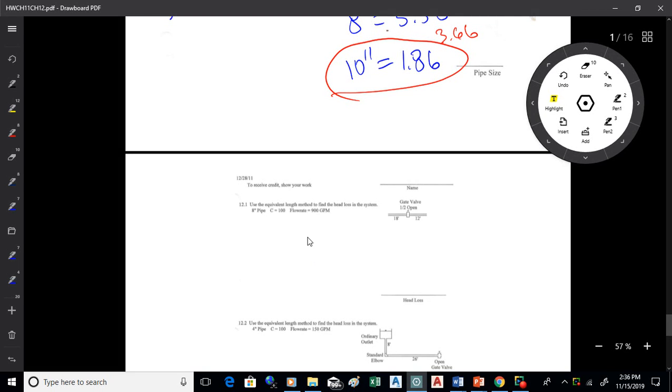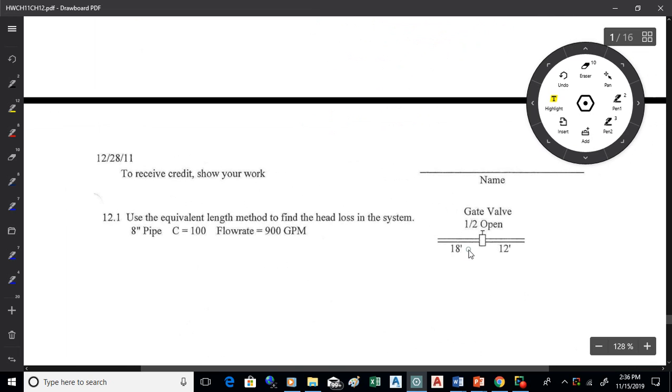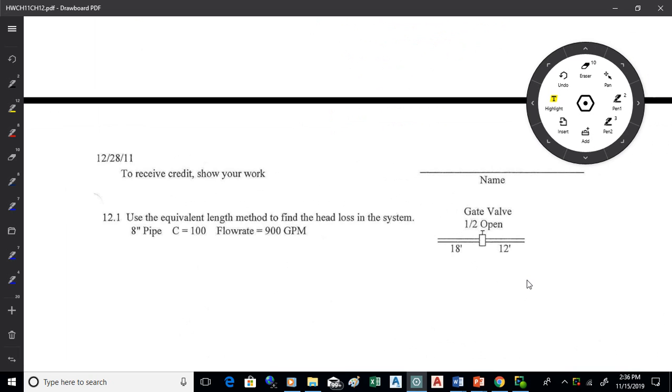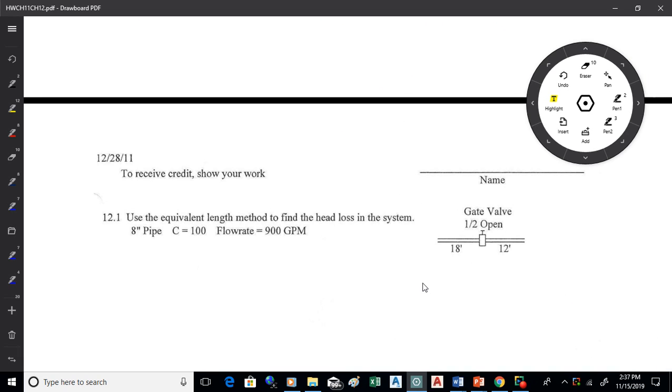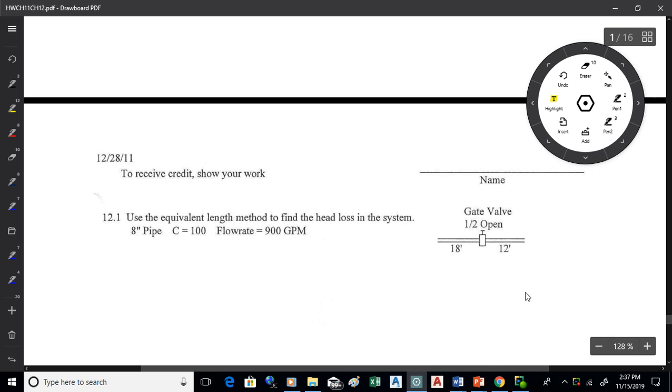All right, let's have a look at one of these minor loss problems, 12.1 there. What we've got is a half open gate valve sitting in 18 feet and 12 feet of pipe. We've got an 8-inch pipe, C100, and 900 gallons per minute. So what we need to do first is find the charts and get the head loss in 8-inch pipe, C100 and 900 gallons per minute, and also the L over D value for an open gate valve. So let's see what we can do with that.